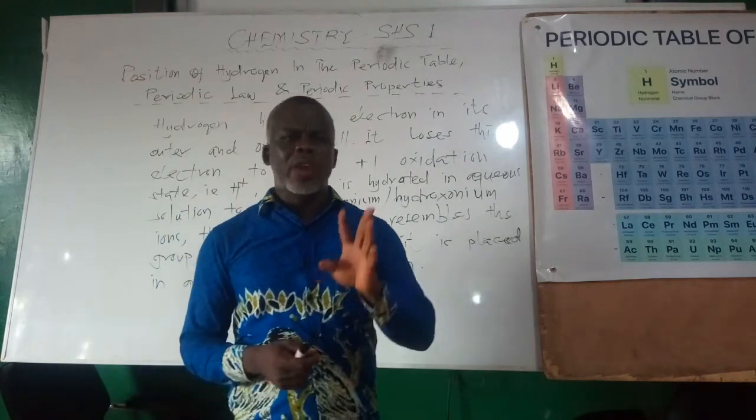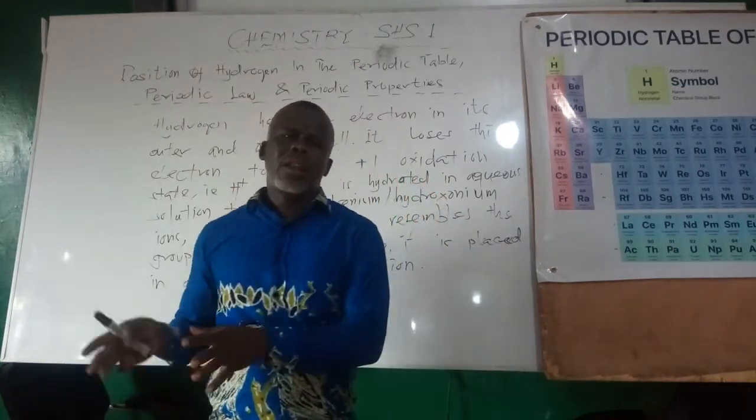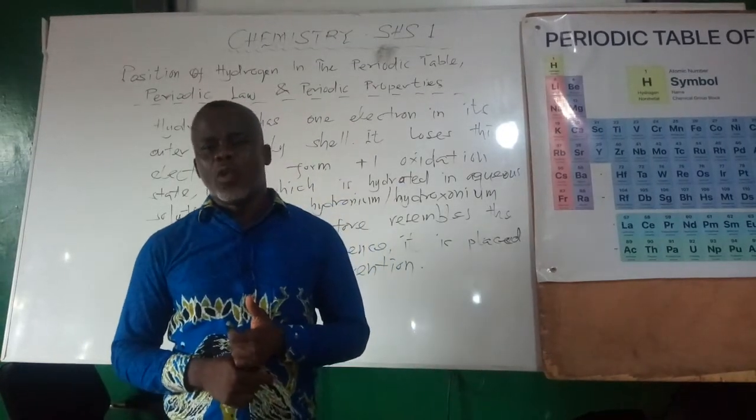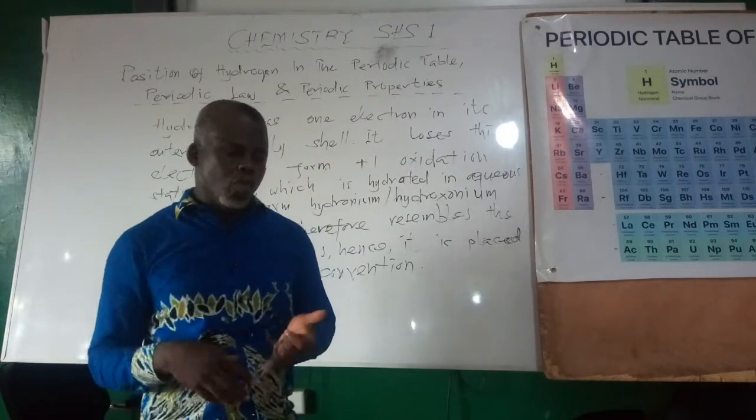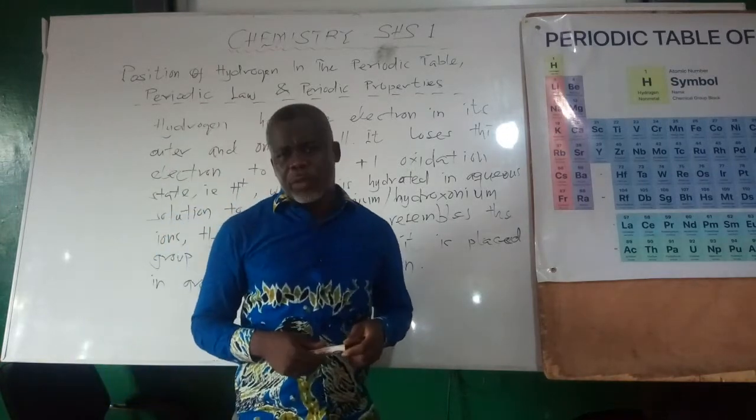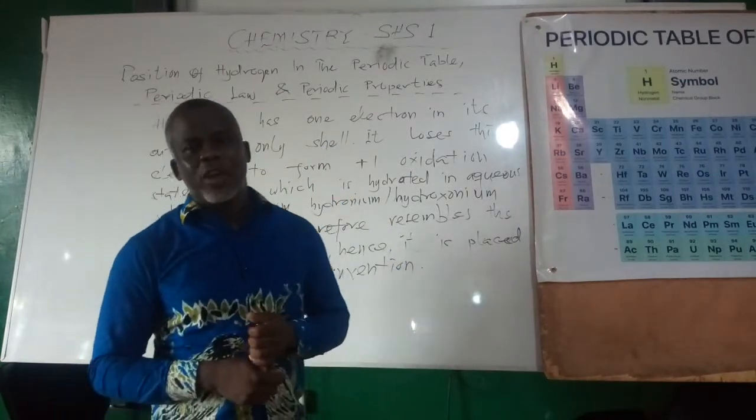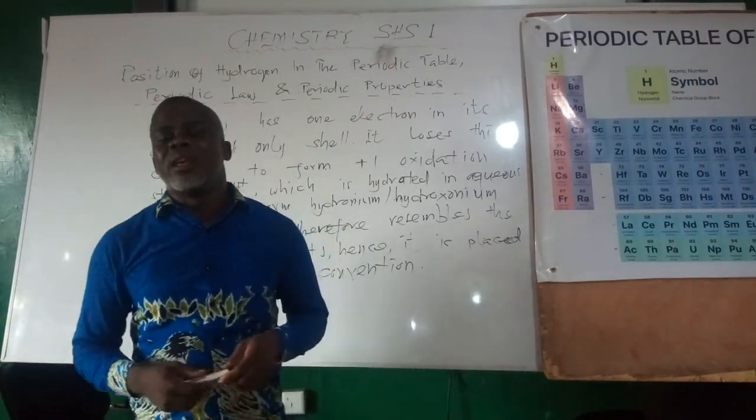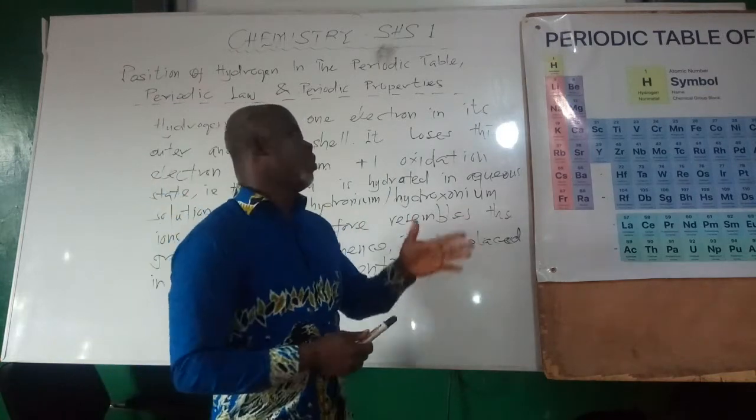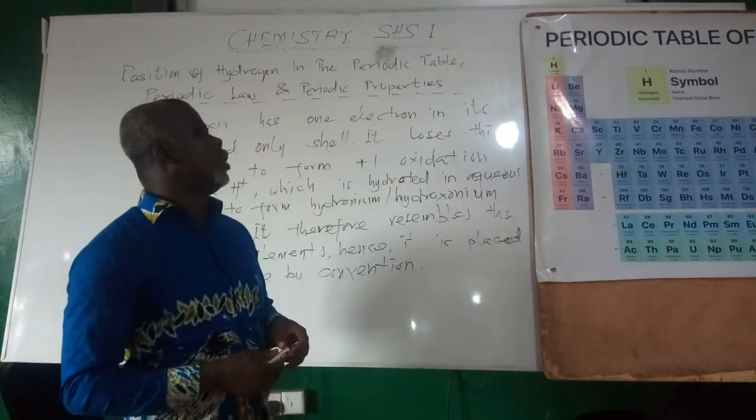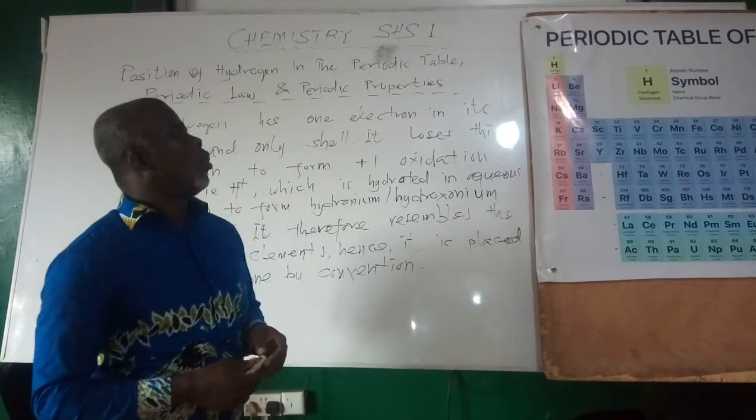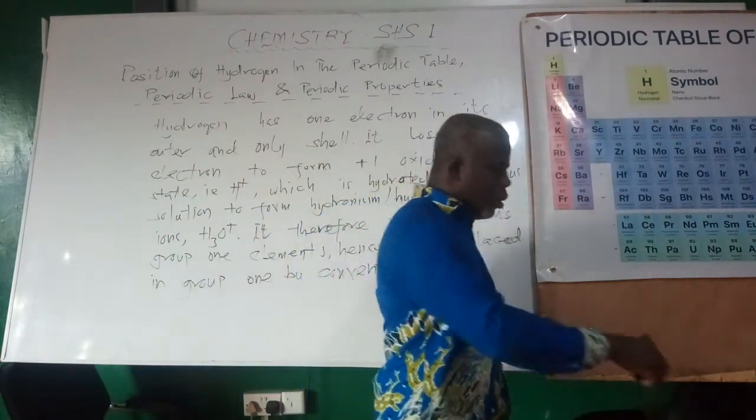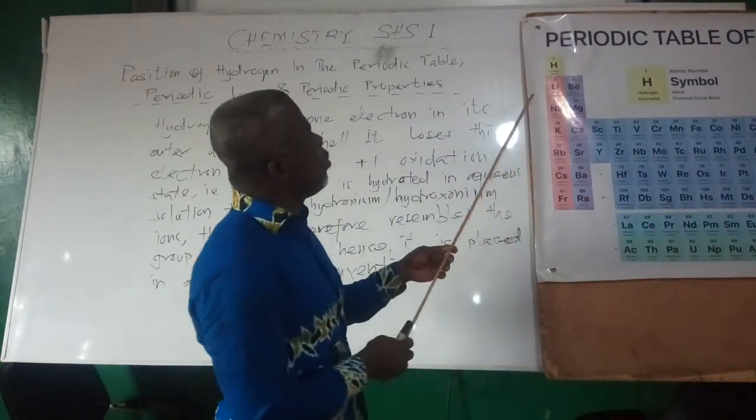So in summary, hydrogen can be placed in group 1 and or in group 7 or group 17. These are the two groups by which we place hydrogen. But as I've told you, traditionally, most of the periodic table charts place hydrogen in group 1 because it's an S block element.